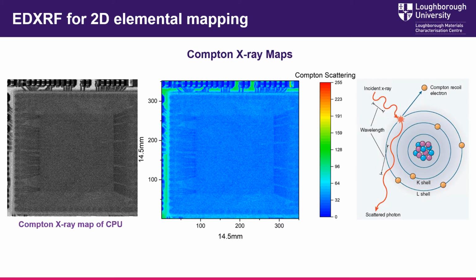An added bonus when using this mapping technique is that Compton X-rays are also counted. These particular X-rays are useful because they give an indication of relative material density and show features such as precipitates, voids, layers, and volume defects such as cracks. In the case of the CPU sample shown, the electrical contacts are clearly defined within the processor.